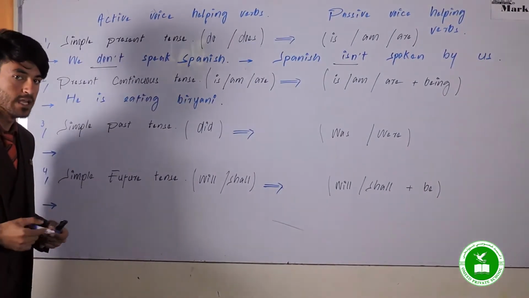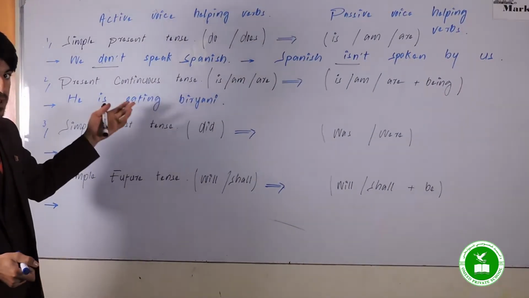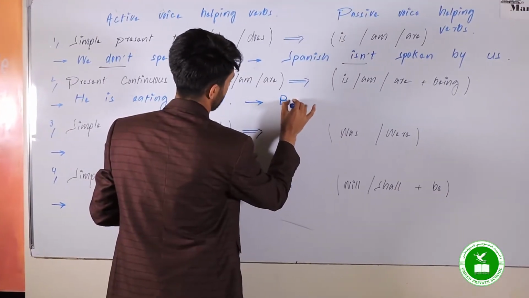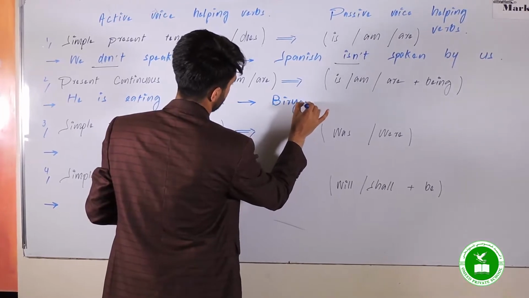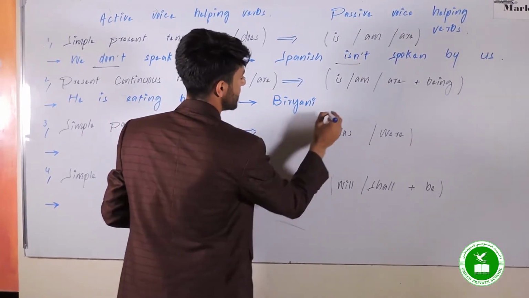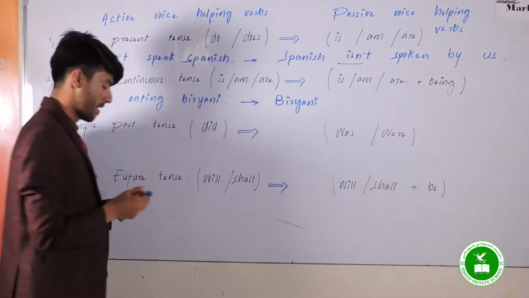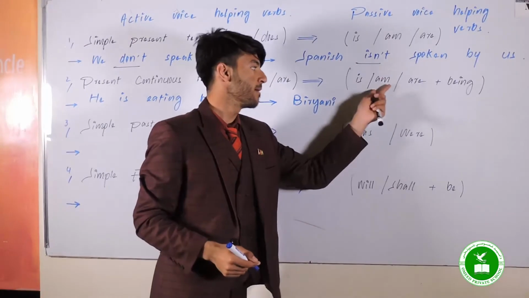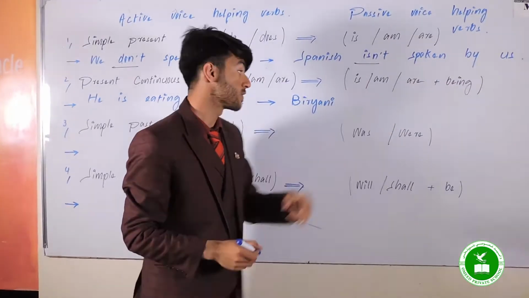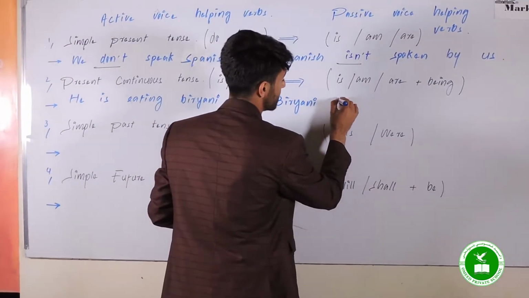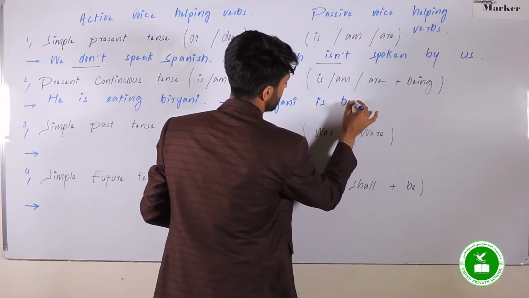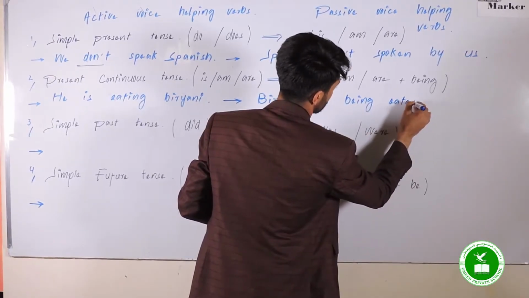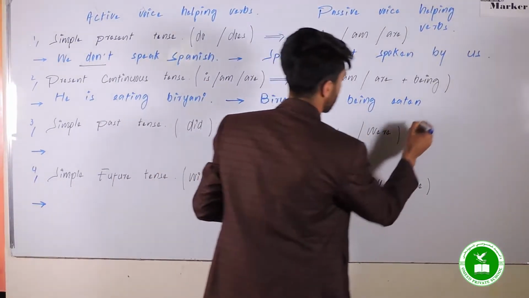He is eating biryani. Alright, how do you change this sentence from active to passive? So you have to say like, biryani. Okay, the helping verb. Here we have is. Here is plus being, am plus being, or are plus being. So we have to write here biryani is being eaten by him.